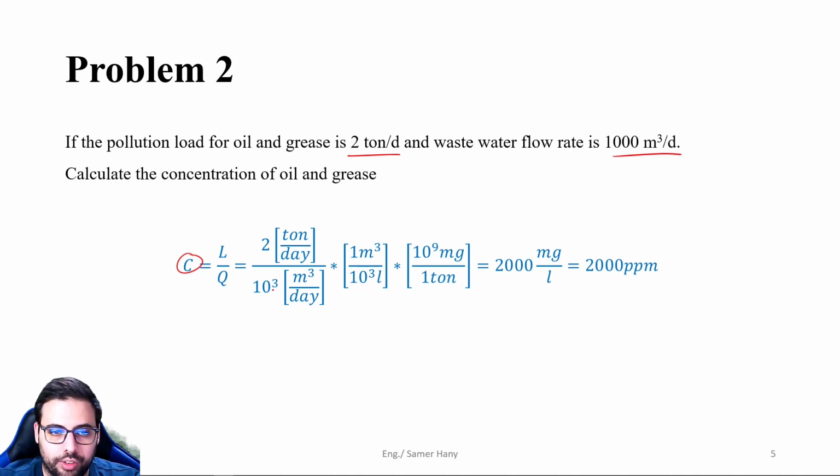So we'll just divide the load by the flow rate. Again, we need to adjust for the units. So the volumetric conversion: 1 meter cube is equivalent to 1,000 liters. So the meter cubed and meter cubed here will be cancelled out.